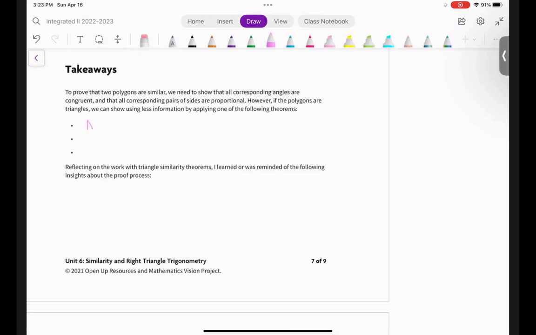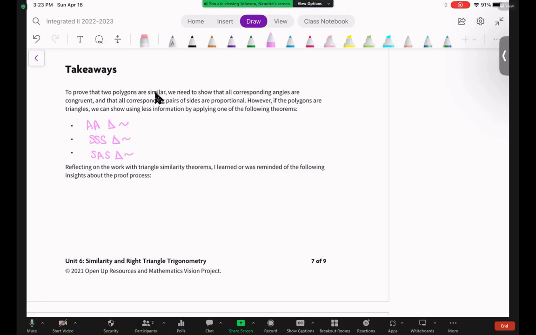Okay, so here are the theorems. It's AA triangle similarity, SSS triangle similarity, and SAS triangle similarity. So these are shortcuts, meaning instead of proving all sides are proportional and all sets of angles are congruent, here you only have to use AA. Here you would only have to prove that the three sets of sides are proportional. And here you would have to do two sides and one included angle. Two sets of sides are proportional, and the included angle is congruent, right?